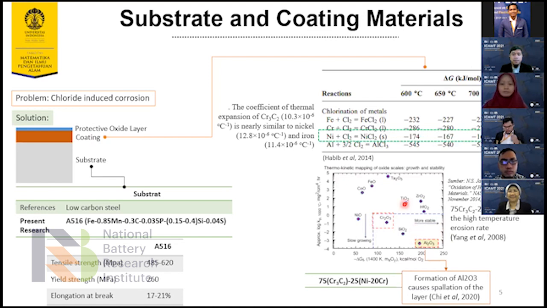And then chromium carbide coating has been used for high temperature application, heat exchanger, and biomass fuel fire boiler, etc. The coefficient of thermal expansion of chromium carbide is nearly similar to nickel and iron, and it will minimize residual stresses generated during coating deposition, and also can significantly modify the thermal cycling life, spallation resistance, and fatigue performance.